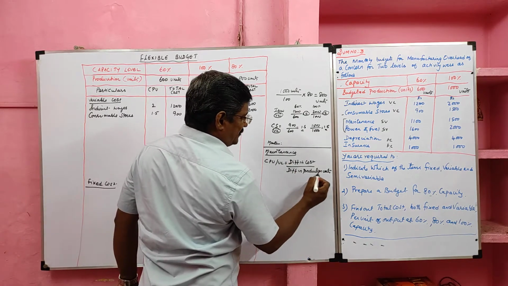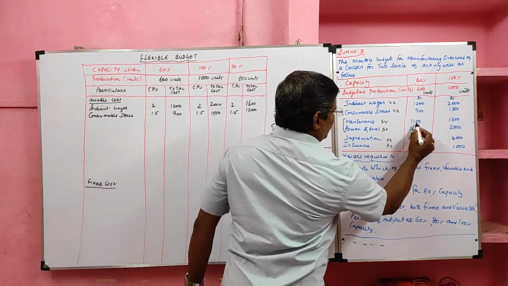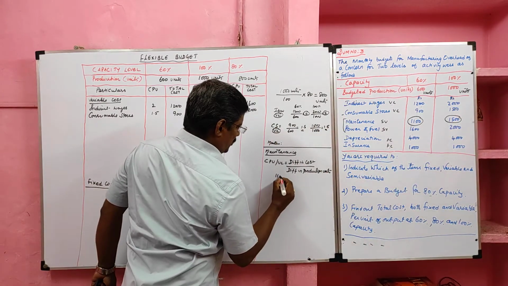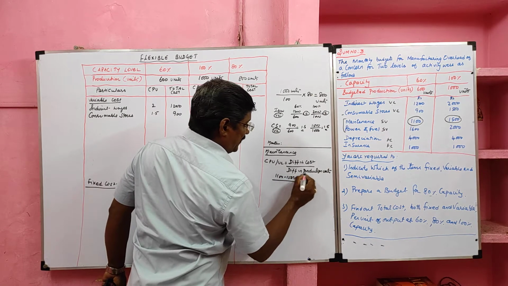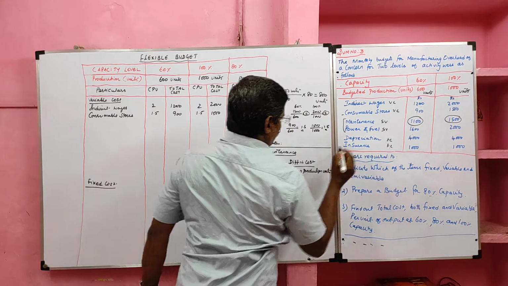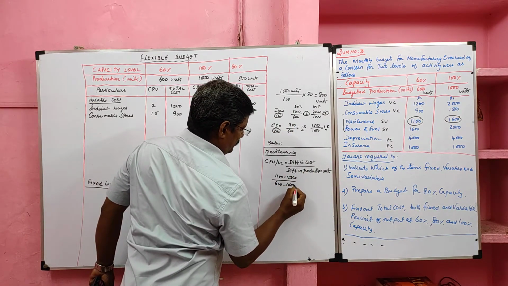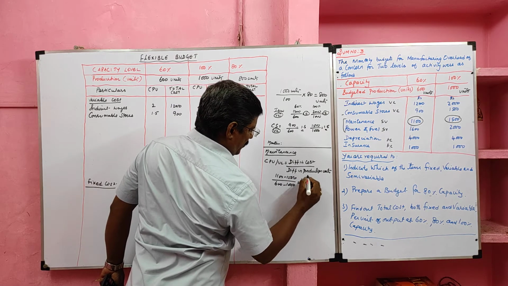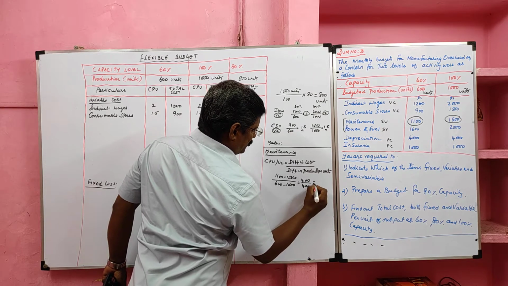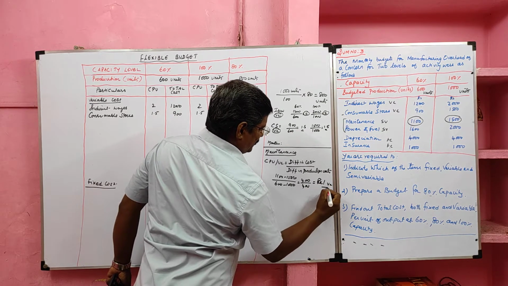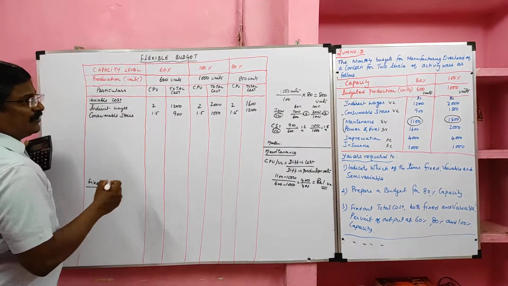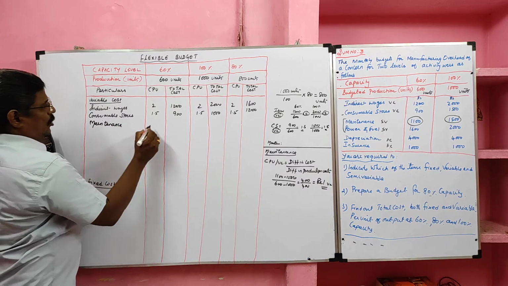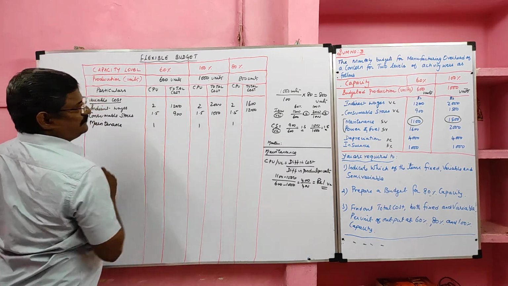Difference in cost divided by difference in production units. So difference in cost how much? 1100, 1500. So the difference in cost 1100 minus 1500. Difference in production units, here 600, here 1000. So 600 minus 1000. So the difference 400 in cost, difference in production units 400. So we are getting rupee 1, that is variable cost. Now we ascertained variable cost. What is the item? Maintenance. So maintenance, we ascertained rupees 1 is a variable cost.